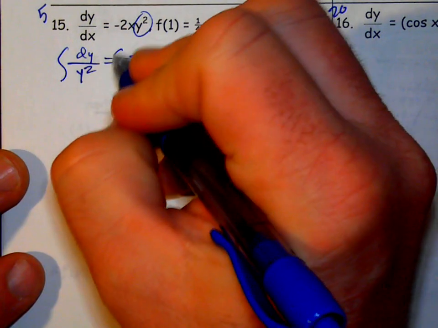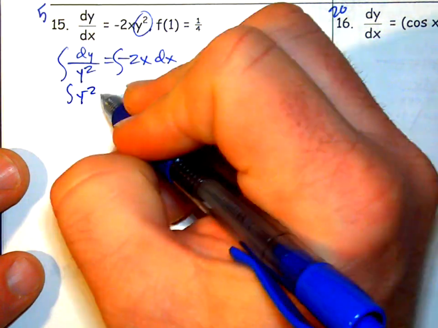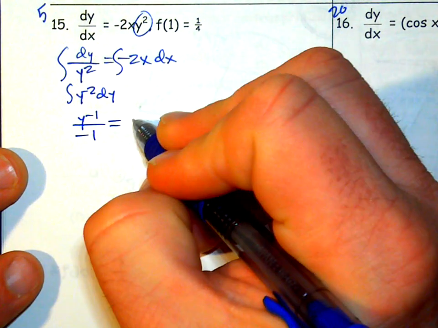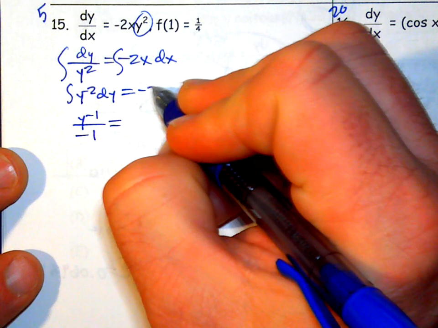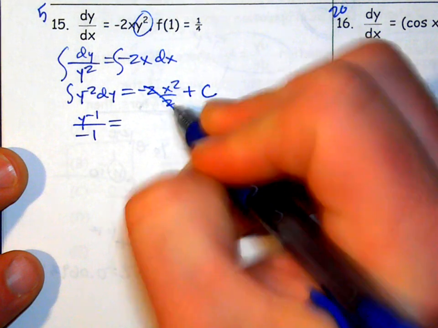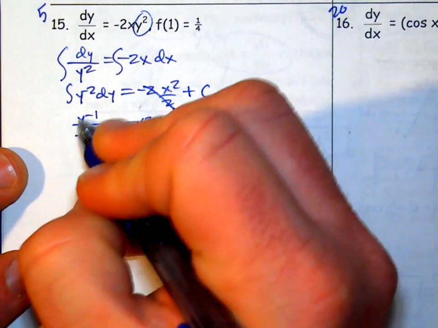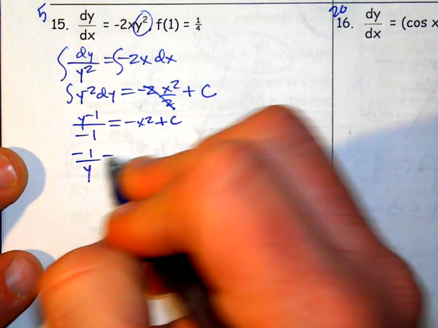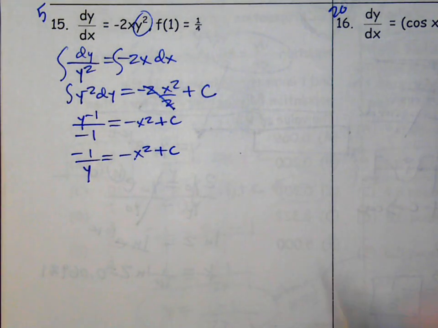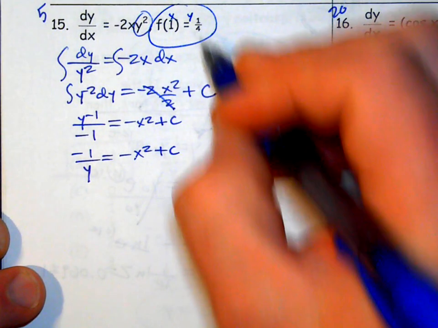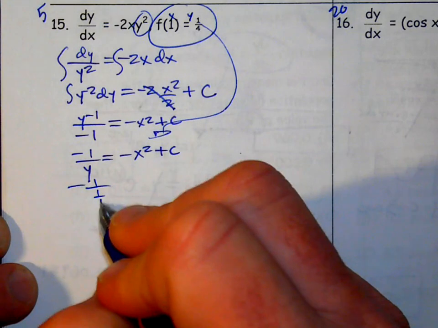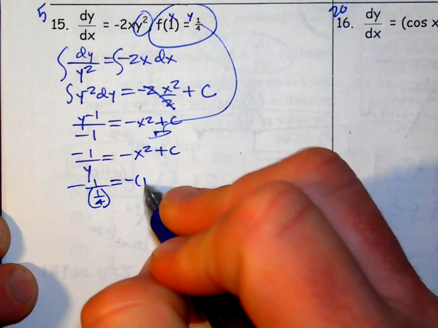We're going to integrate both sides. Now, this is not natural log. This is y to the negative 2. So that's y to the negative 1 over negative 1. That's power rule. And this is going to be negative 2x squared over 2 plus c. Now, I would rewrite this as negative 1 over y, so without the negative exponents. I think that's going to be easier to do the work in my head. So here's your initial condition that we're going to plug in now so that we can find the c value. The y is 1/4. It's in the denominator. The x is 1.